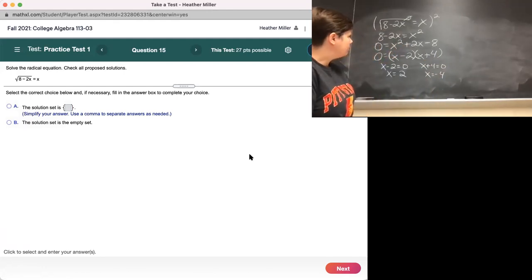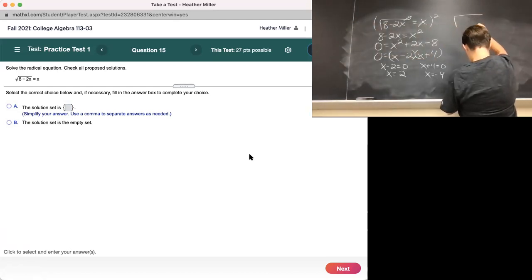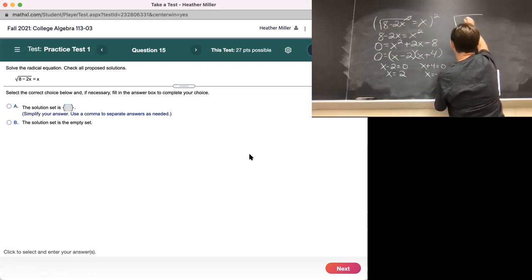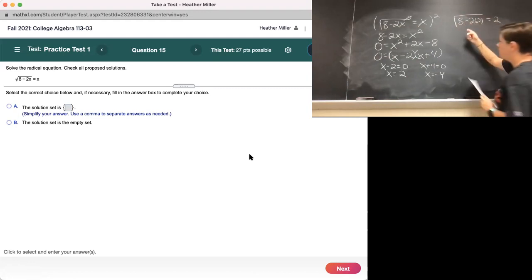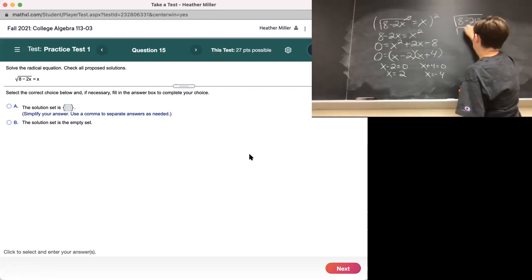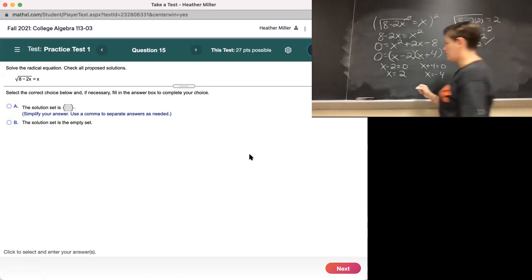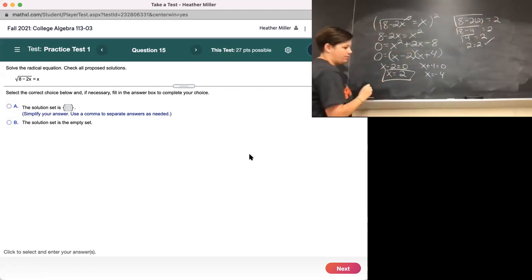Now, when you're dealing with a radical, we do have to check both of our solutions to make sure that they both work, because they can give us incorrect solutions. So I'm going to check x equals 2. 8 minus 2 times 2 equals 2. All I did is anywhere in the original problem that there was an x, I'm plugging in 2. 8 minus 4 equals 2. Square root of 4 equals 2. 2 equals 2. So that one worked. So we officially know that x equals 2.